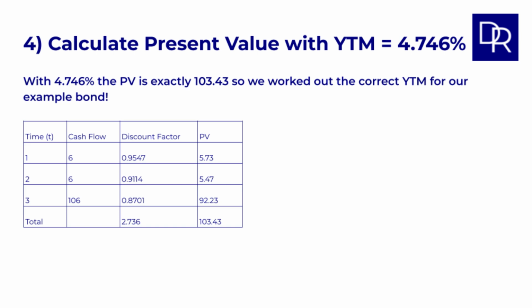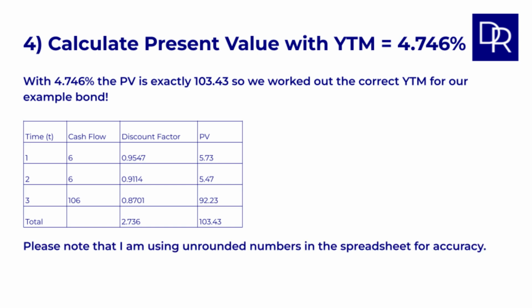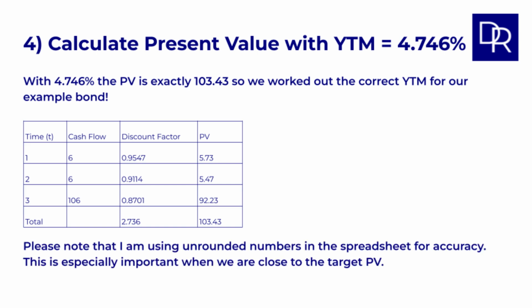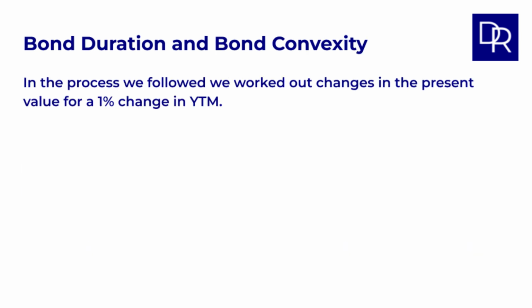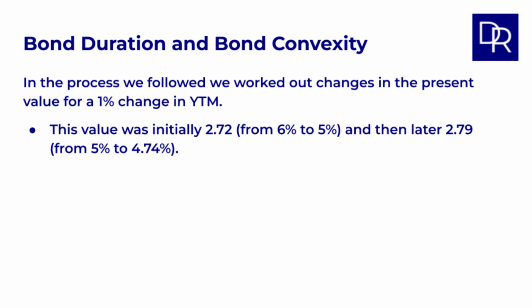In the spreadsheet, then indeed the PV is exactly 103.43, so we worked out the correct yield for our example bond. Please note that I'm using unrounded numbers in the spreadsheet for accuracy. This is especially important when we are close to the target PV. I want to point out that in the process we followed, we worked out changes in the present value for a 1% change in yield to maturity. This value was initially 2.72 and then later 2.79.